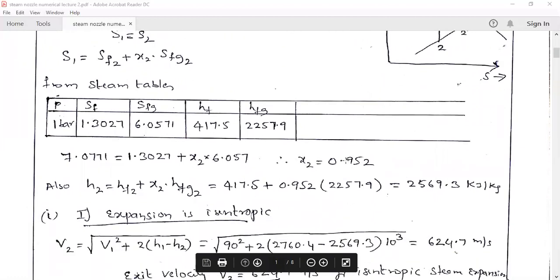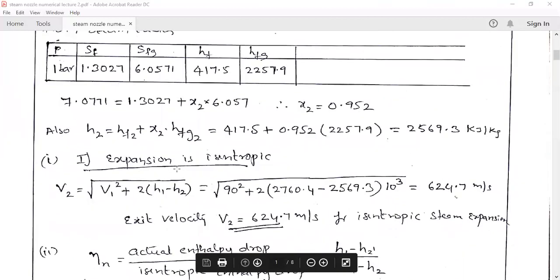Once you get the X2, you have to find the value of H2. So H2 is equal to HF2 plus X2 into HFG2. If you substitute, you'll get the value of H2. Since the expansion is isentropic in nature, the velocity at the exit of the nozzle is given by V2 equal to square root of V1 square plus 2 into (H1 minus H2). This equation derivation is shown in one of my previous lectures.